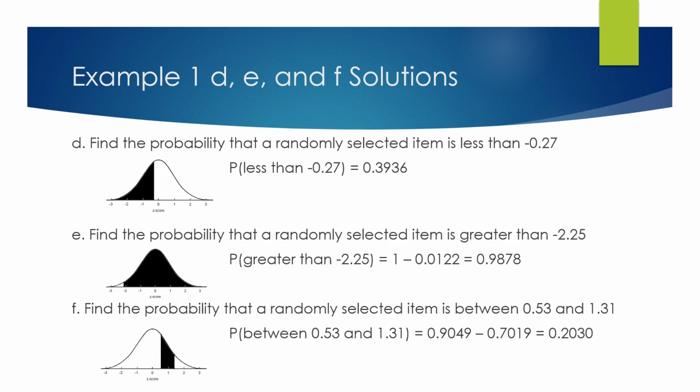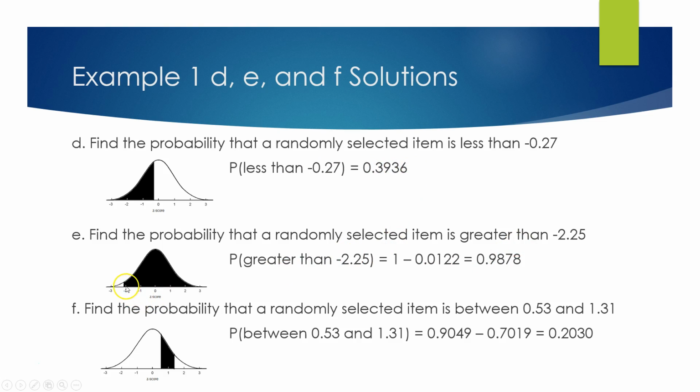So here are the solutions for those 3 questions. For D, the probability that the item is less than negative 2.27. So negative 2.27 will be a little bit less than 0. This is going to be less than half, but still closer to half than it would be to 0. So when you look up negative 2.27 in the tables, you'd get 0.3936.